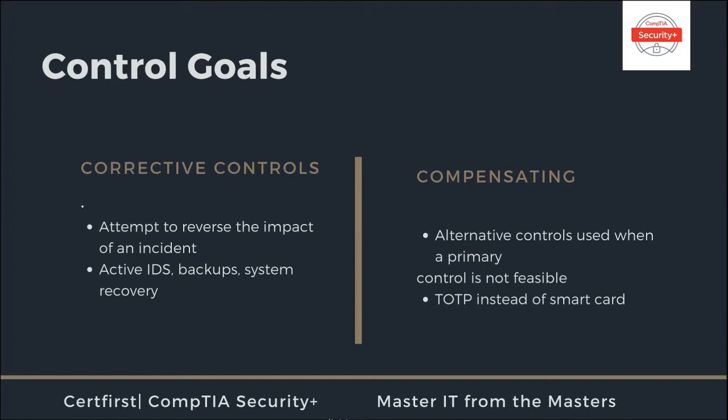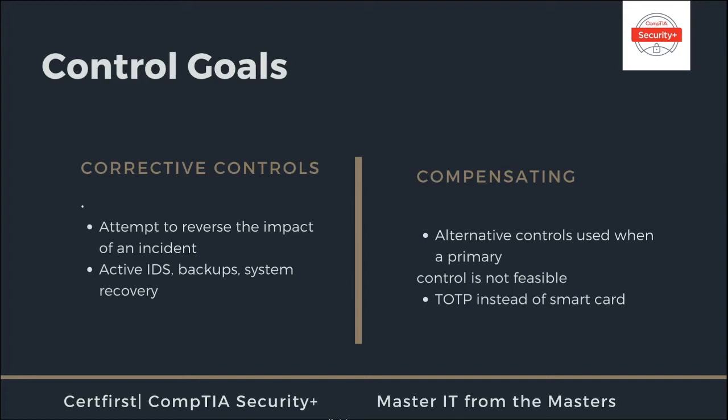So this could be an active IDS, which is really more like an IPS, but it means that it can take some action, and it can turn things off or disable certain ports or accounts. A corrective control might be a backup. Say we get hit with ransomware, and now we have to reverse that impact. They've encrypted all the files, so now we have to restore from a backup. So corrective controls are for fixing an incident.